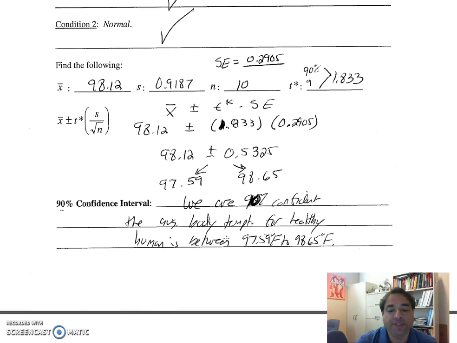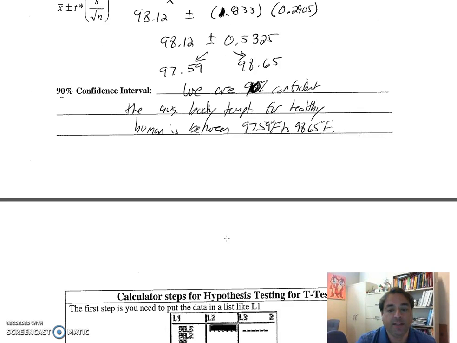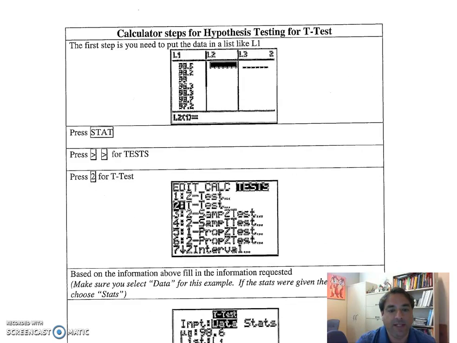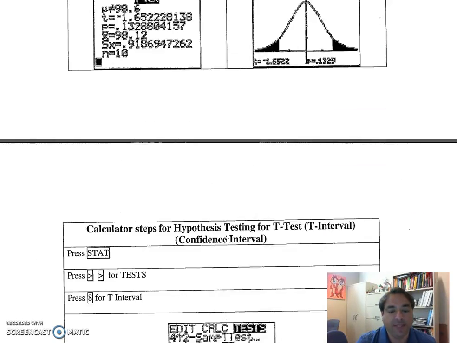So we are 90% confident the average body temperature for healthy humans is between 97.59 degrees Fahrenheit and 98.65 degrees Fahrenheit. All of the steps are located here in your notes, step by step by step.